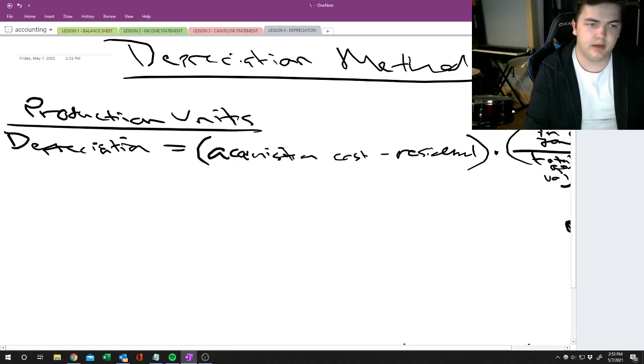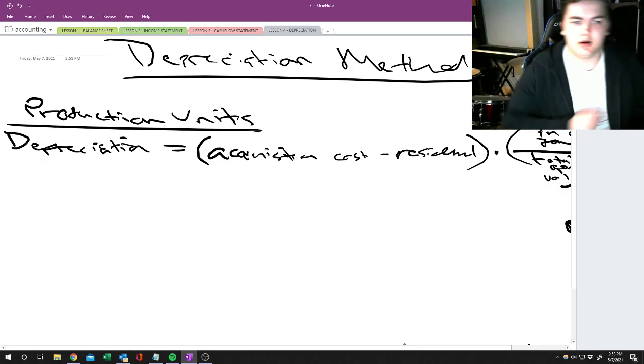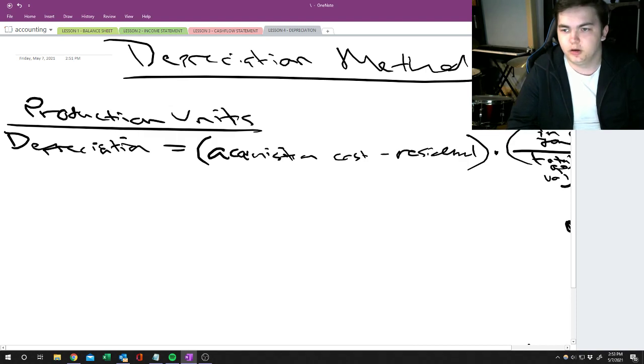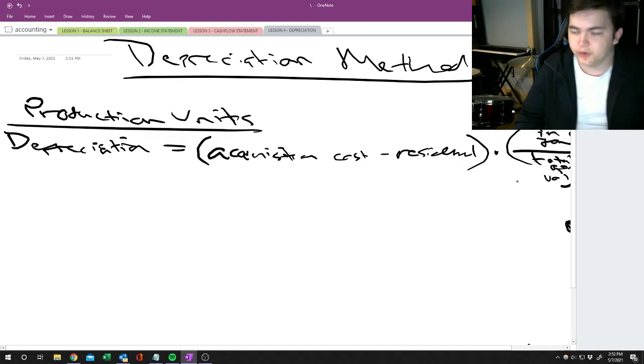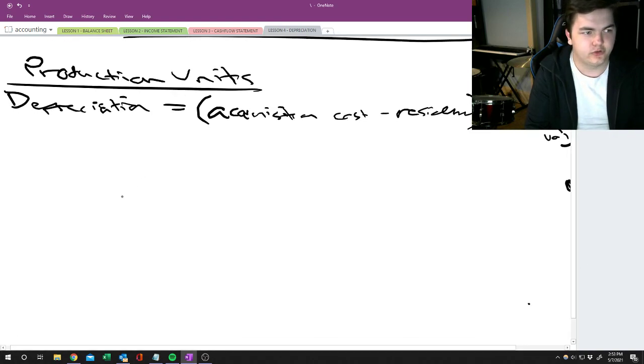It's a little complicated, and for many firms, this piece of information in regards to operating volume for a given asset or machine can be somewhat tough to get, so this one isn't as common. And then the next one, I think we wanted to talk about, is the straight line method.